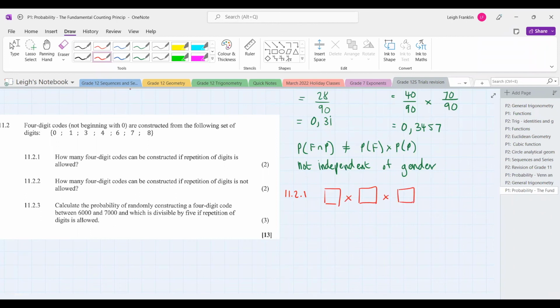So the total number of ways will be the ways in which each block can be filled. So I'm not allowed to start with a 0. So in how many ways can I fill the first block?